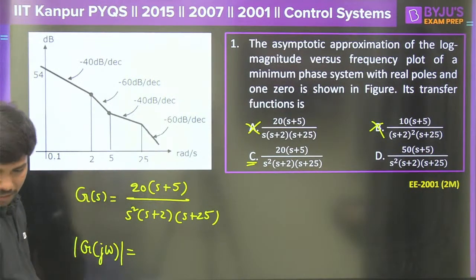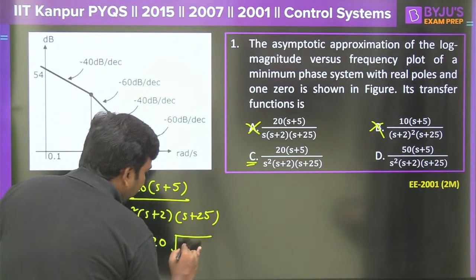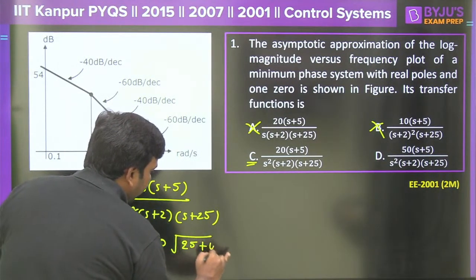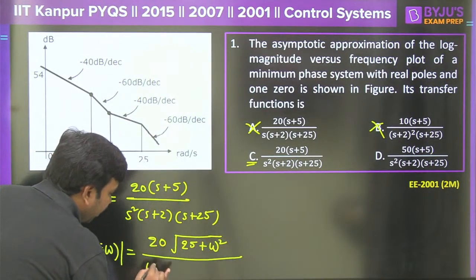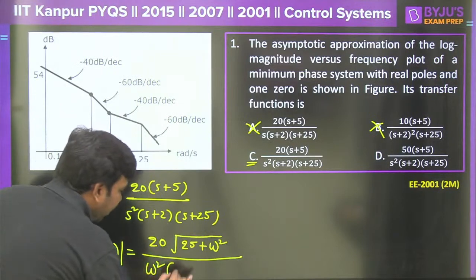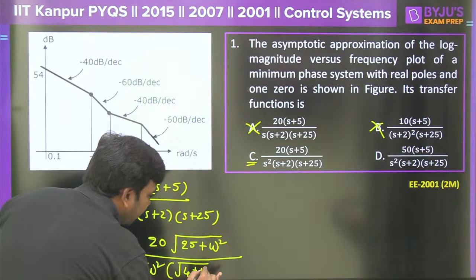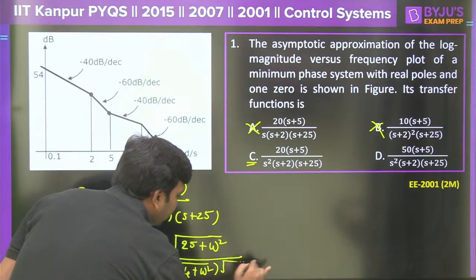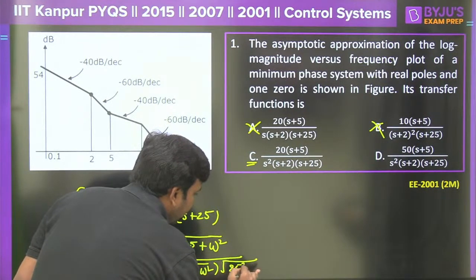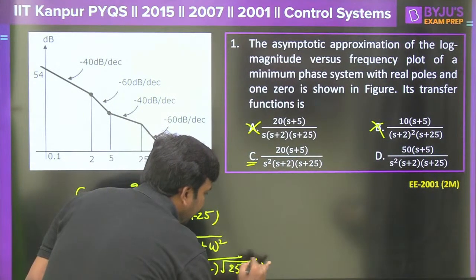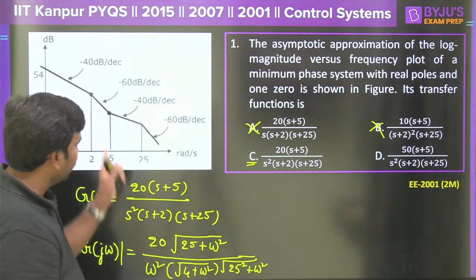I am directly writing here. So let us see what it is going to be. 20 into under root of 25 plus omega square, correct? In the denominator, what will we have? The denominator is going to be omega square, and here under root of 4 plus omega square, correct? And under root of 25 square plus omega square, clear? Now after writing this, what should we do?